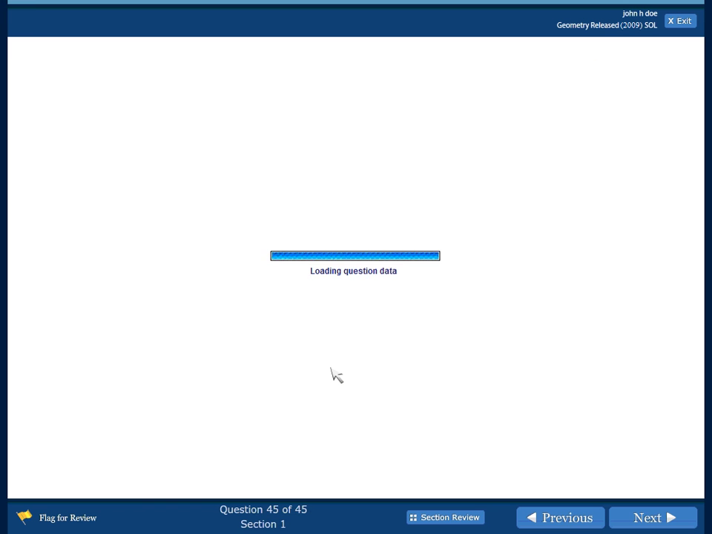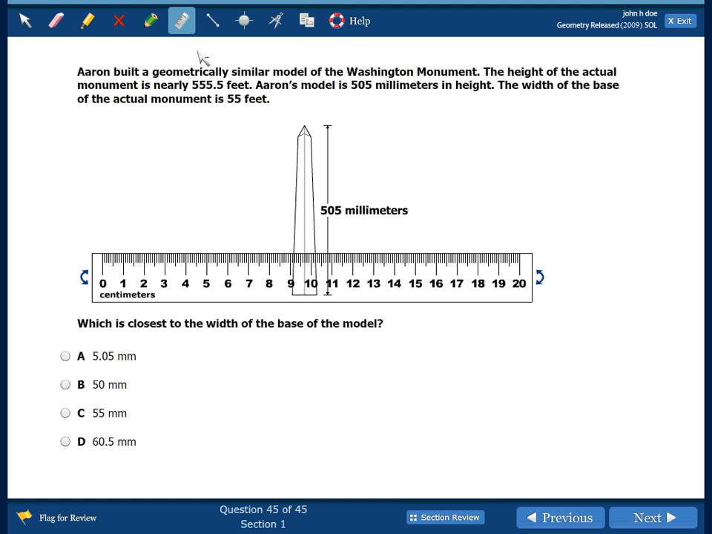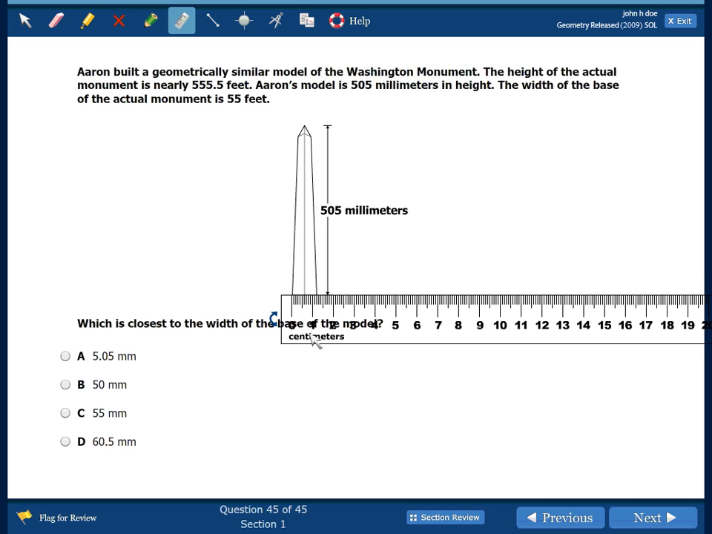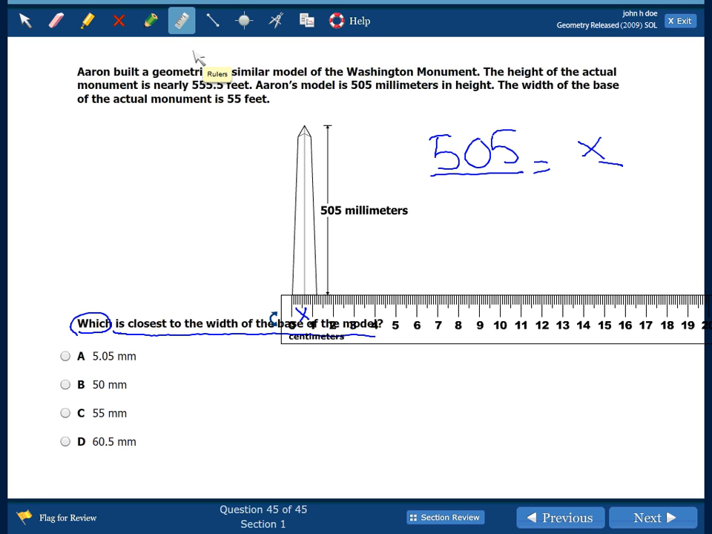The last one where we could be tempted to use proportions is number 45 on the released test. This one is actually not drawn to scale, and unfortunately there's no way to see that. So what we're looking for in the problem is, it says, which is the closest to the width of the base. So this is like x down here. So I have 505 and I have x. So let's start by measuring what x is. x is about 1.2.